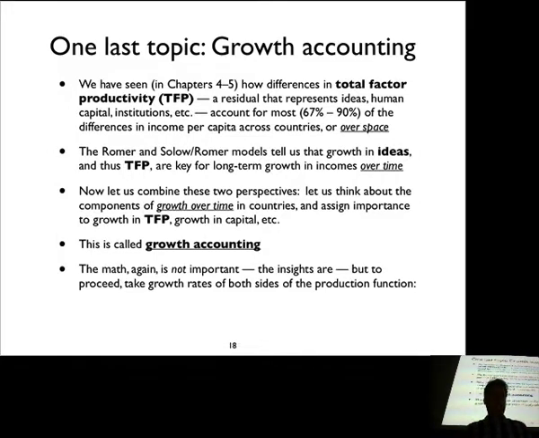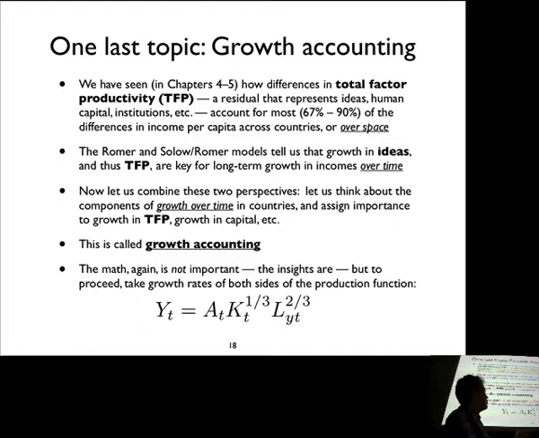So the math isn't important, but it does use the growth rate rules, and so that's why I left it in here. What we're going to do is just take growth rates of both sides of this to start, and then a little bit of extra algebra to break it into components that we are going to measure. So here, I'm not sure why I did LY, but the point is that it's the people involved in actually producing GDP.